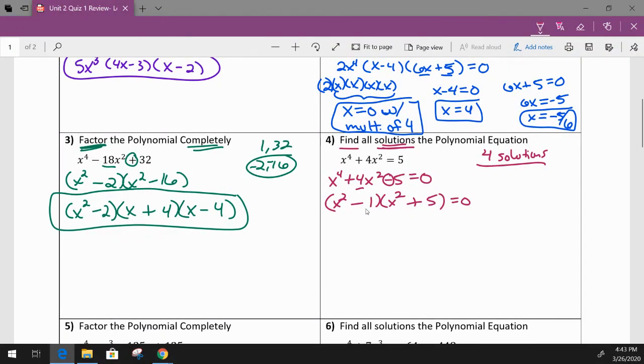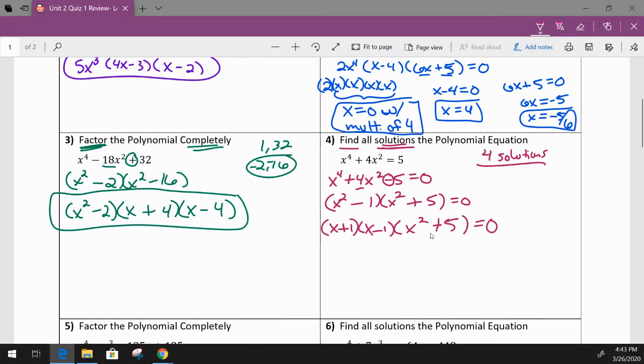Now that it is factored, we could continue factoring this x squared minus 1 into x plus 1 and x minus 1, because that is a difference of two squares. 1 is a perfect everything. It's a perfect square. It's a perfect cube. So 1's a nice number. But this x squared plus 5 cannot be factored anymore.